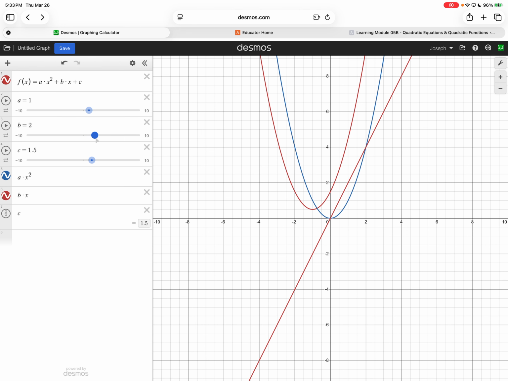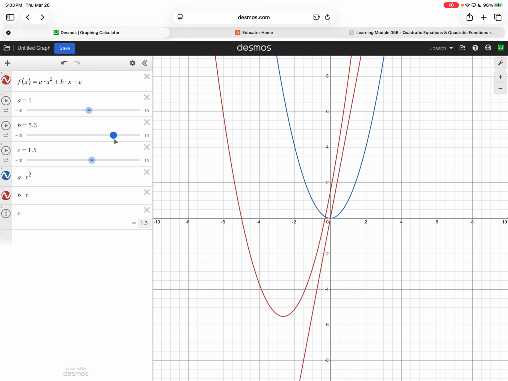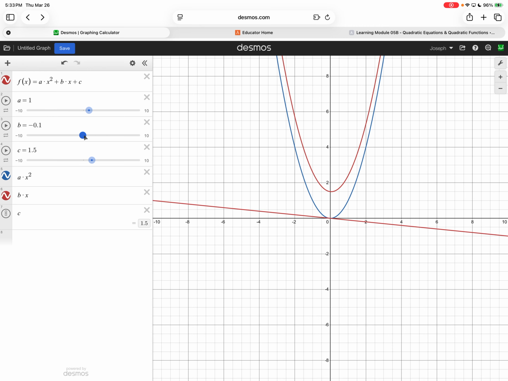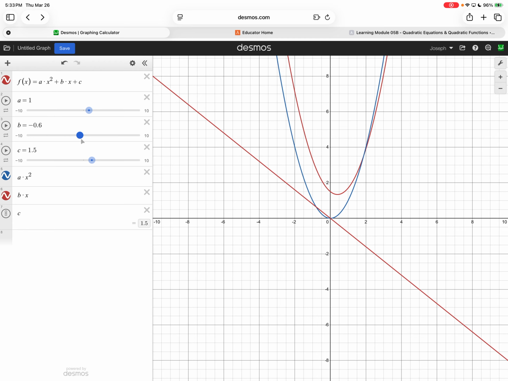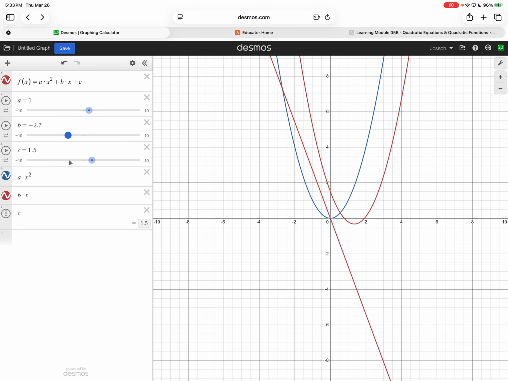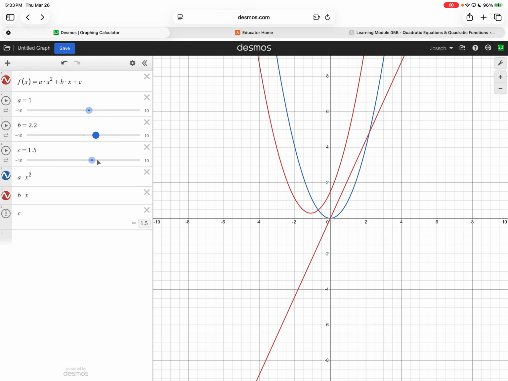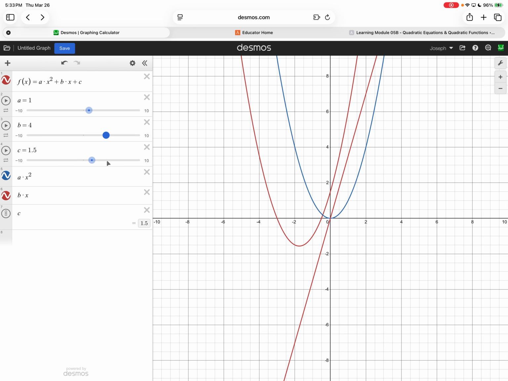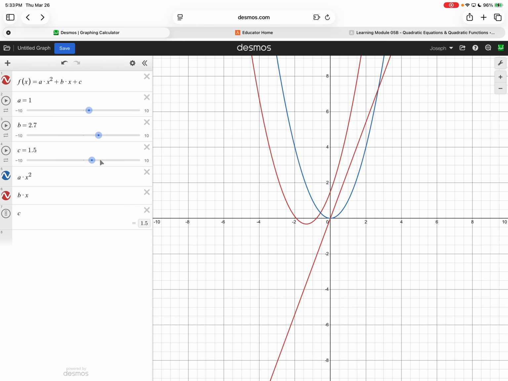See that line, that straight line? That's the bx. See how it's contributing now? So that's like the slope. Yeah, you see? We're changing the slope of the y. Broken up like this, now you can see that, that's what you want to see.